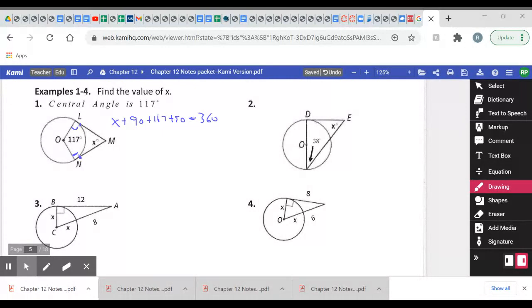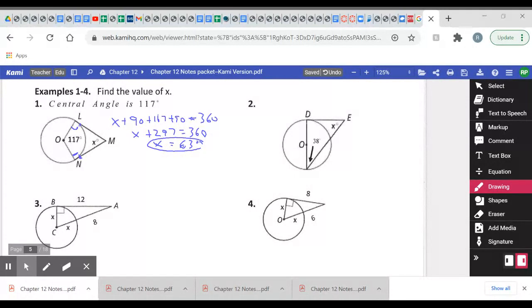And if I solve for that, if I add up my 90 plus 117, I get 297. And if I subtract 297 from both sides, then I get 63 as my number of degrees there.